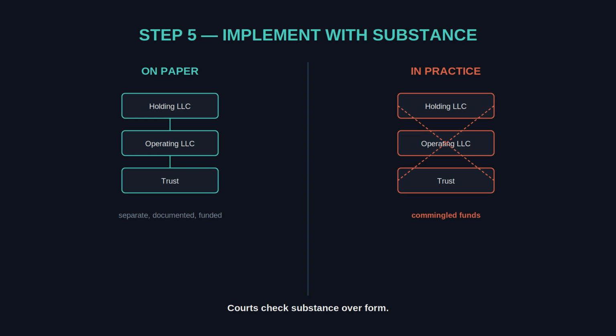Step 5 is where good structures often quietly fail: implementation. This means properly capitalizing each entity, opening separate accounts, actually executing and performing intercompany agreements at fair terms, keeping separate governance records, staying in good standing in every state involved, and consistently treating each entity as a real, separate legal person, not just paper. This is the step people skip.